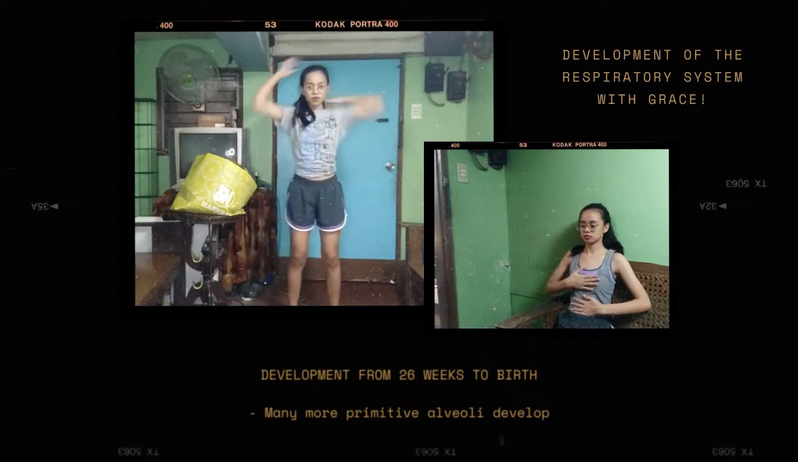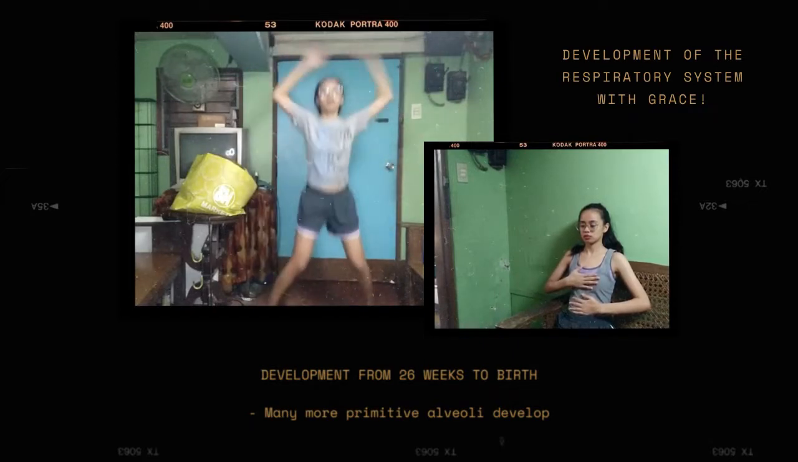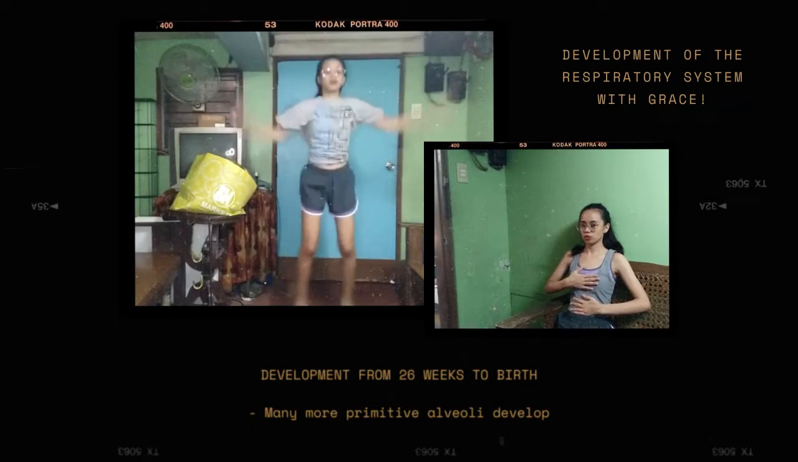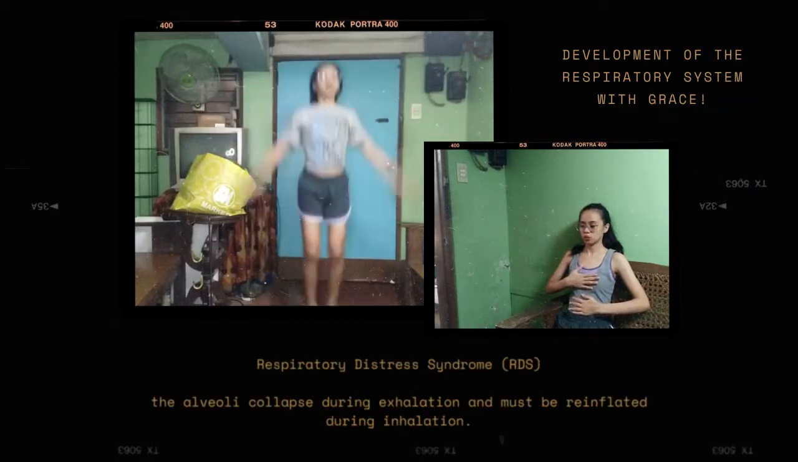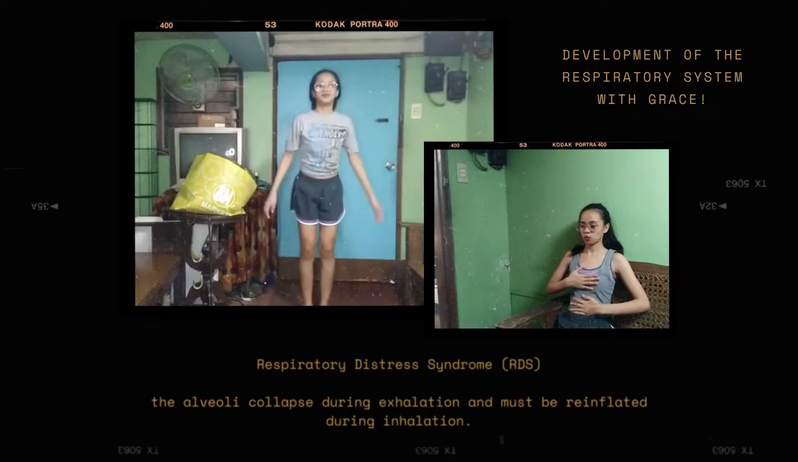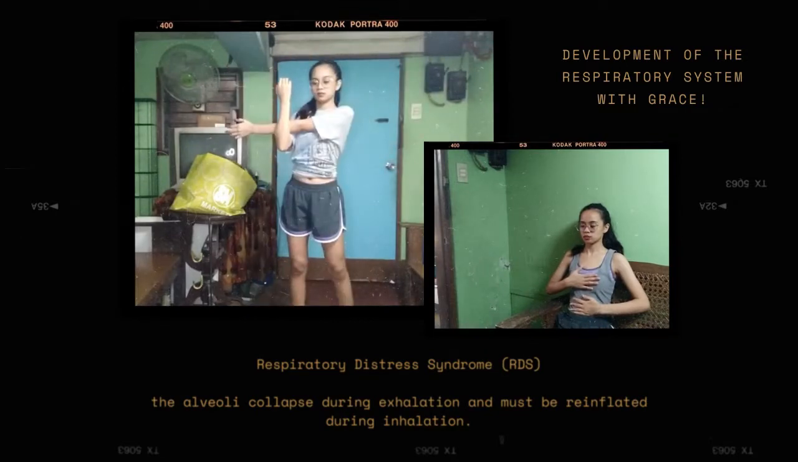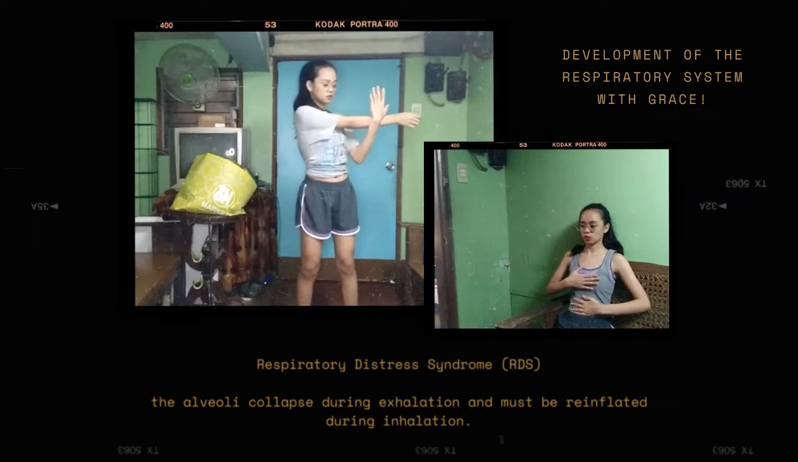From 26 weeks to birth, many more primitive alveoli develop. They consist of type 1 alveolar cells and type 2 surfactant-producing cells. Infants born before 26 to 28 weeks are at high risk of respiratory distress syndrome, or RDS, in which the alveoli collapse during exhalation and must be reinflated during inhalation.